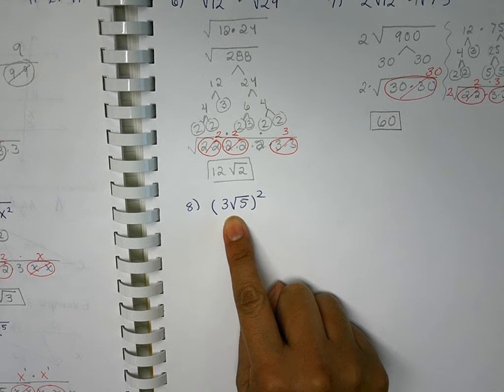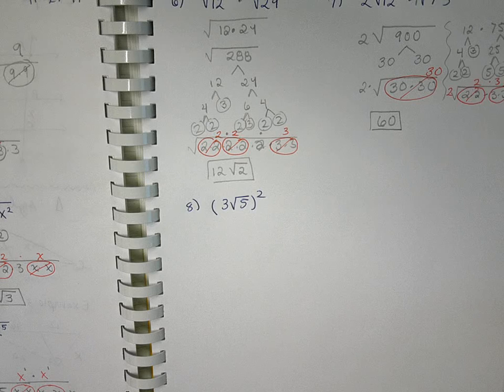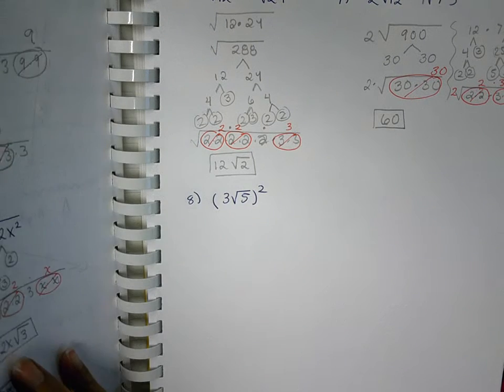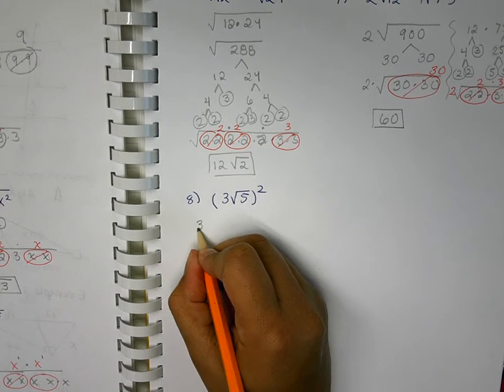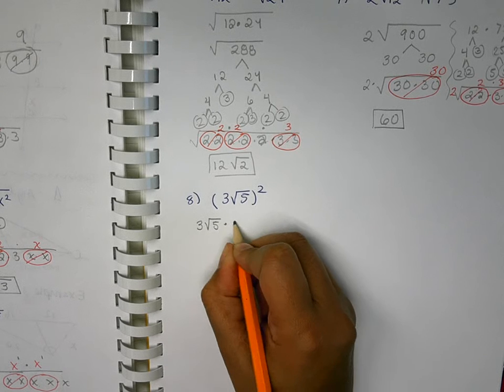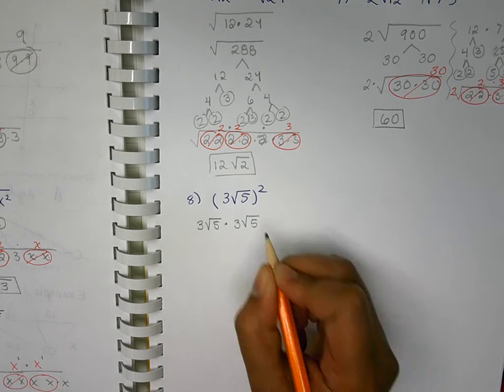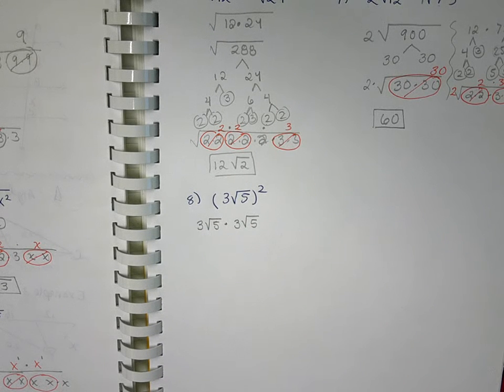Multiply it by 2 or multiply it by itself one more time, like you said. All right, he said write it again. So like this. 3 root 5 times 3 root 5. Do you guys see how that worked?